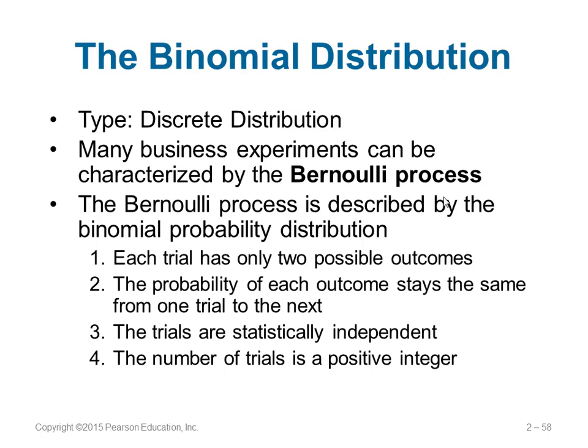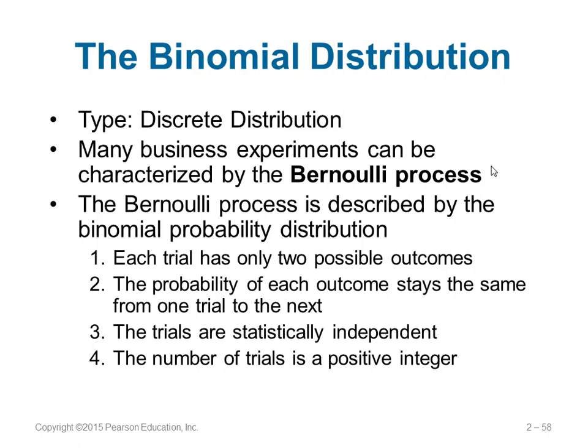Now we are going to discuss distributions. First we will discuss what is called the binomial distribution. It is a discrete distribution. Many times it is applied to business experiments under the name of the Bernoulli process. The Bernoulli process is described using the binomial probability distribution. Each trial will only have 2 possible outcomes because it is binomial. There are only 2 possible outcomes. The probability of each outcome stays the same.